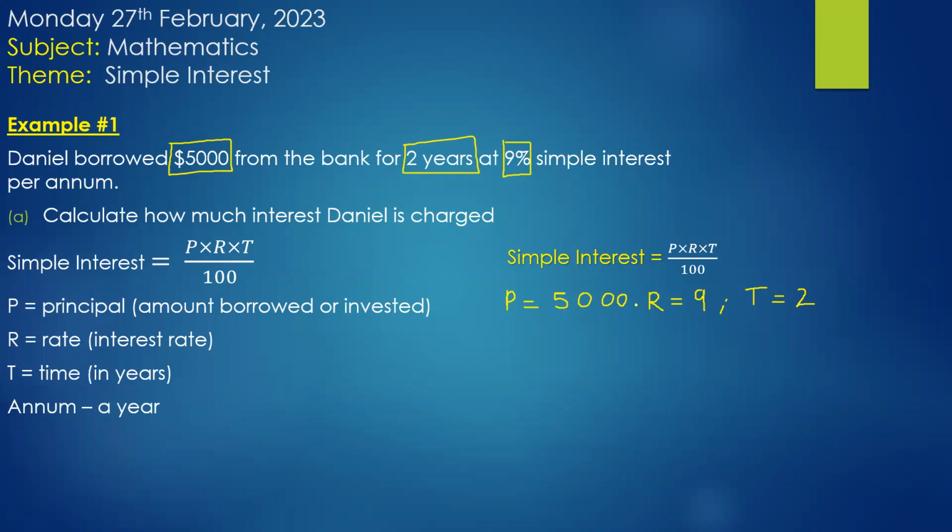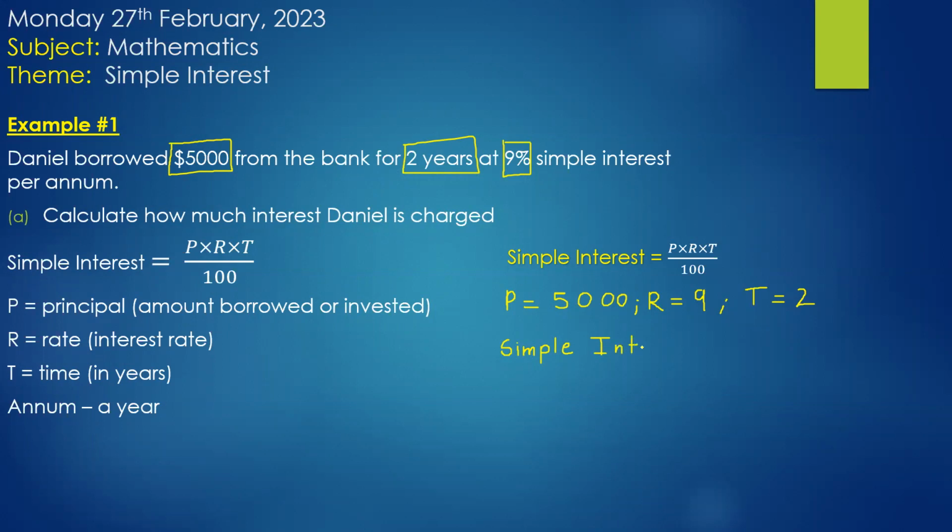Okay, why is P 5,000? Because that is the amount that was borrowed. Very good. Why is R 9? Because that's the interest rate. Very good, the interest rate is 9%. And why is T 2? Because it's 2 years. Very good.